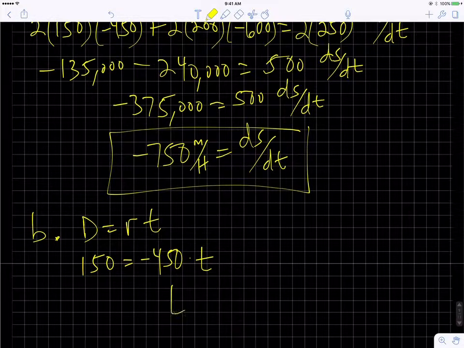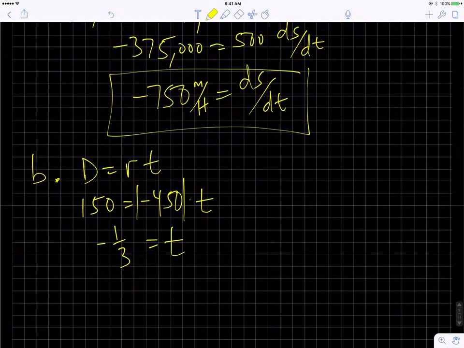So when I do that division, I get negative 1/3. In this case, the negative isn't a big deal. I'm talking about a rate. Direction doesn't really matter, so I could use an absolute value here, which would make that positive. But that means they have 1/3 of an hour, or 20 minutes, until those planes meet.